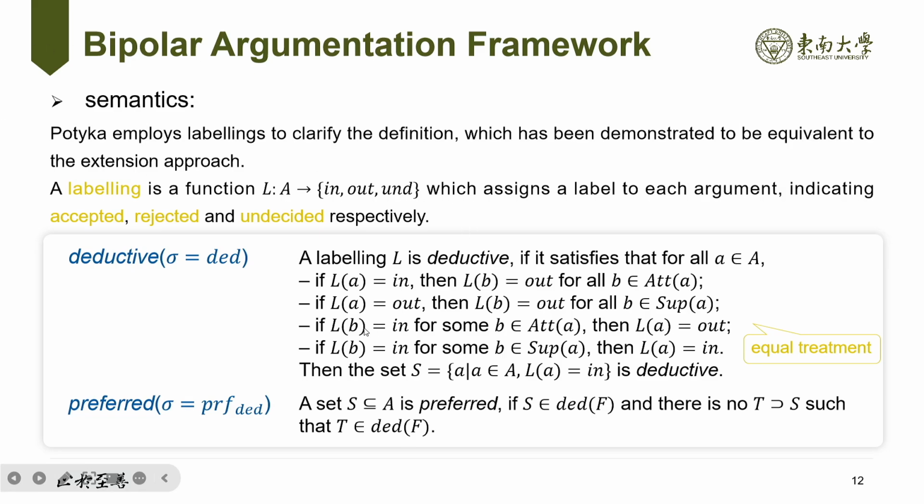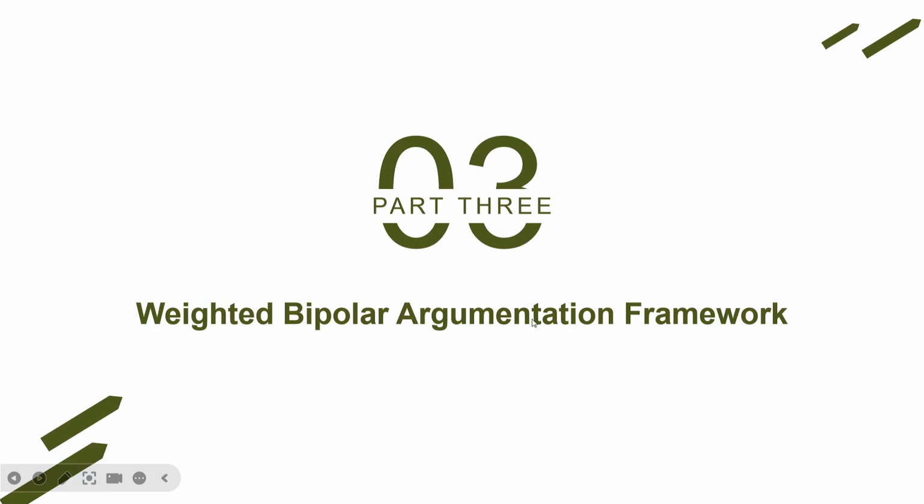Then the deductive semantics can be defined here. A labeling L is deductive if it satisfies all these rules. Then the set S, including all the arguments which are labeled in, is deductive. Similar to the previous, we can define the preferred semantics based on the deductive semantics here.